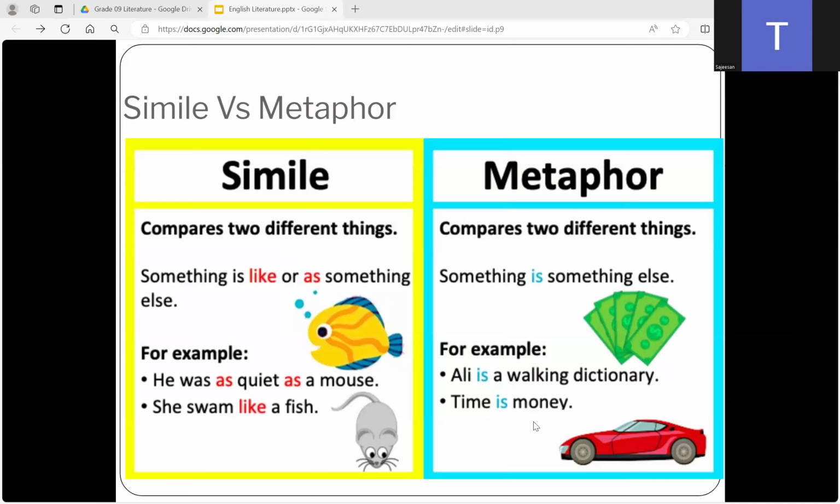Ali is a walking dictionary. Here, Ali is a person who has a lot of knowledge and vocabulary, and he knows how to pronounce the words. So we figurate Ali as a dictionary. So the metaphor is we are figurating some characteristic, the total characteristic of something, to a person or another thing. Right? So these are the very important differences between simile and metaphor.